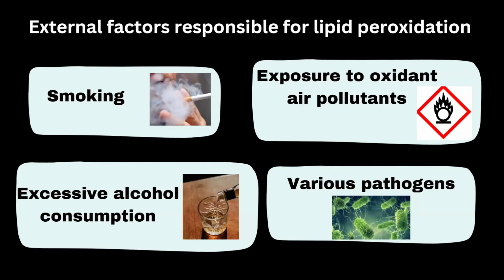Now, what are the external factors responsible for lipid peroxidation? The first is smoking, which is very common, and smoking may damage the fatty acid layer of our cell membrane and may lead to lipid peroxidation. Exposure to oxidants and air pollutants, meaning substances or chemicals like hydrogen peroxide, may cause oxidative damage of lipids. Then excessive alcohol consumption also leads to LPO, that is lipid peroxidation, and various types of pathogens leading to oxidative stress may also damage the lipid layer.